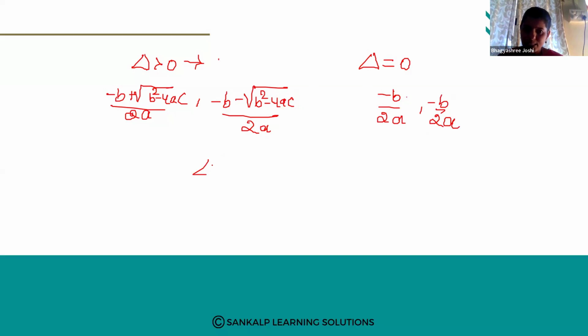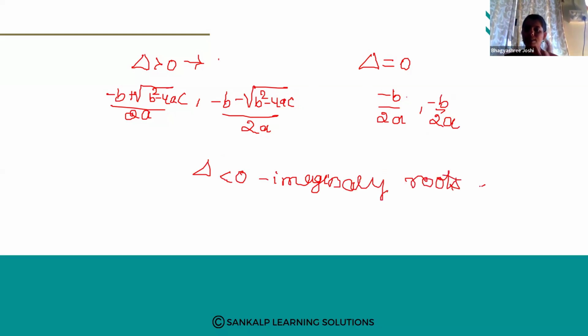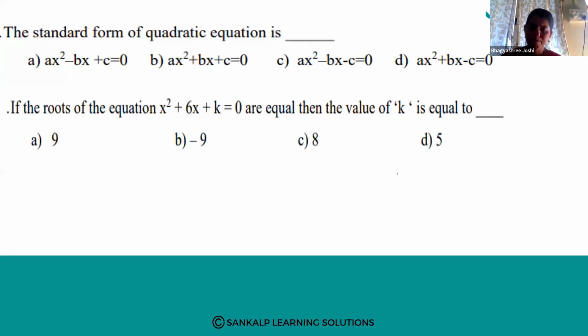If delta is less than 0, that means imaginary roots. Imaginary roots means no roots exist. Therefore, no roots come there. Imaginary roots, no roots. Okay, so this is very important. We should remember.